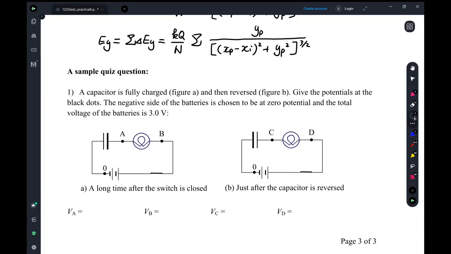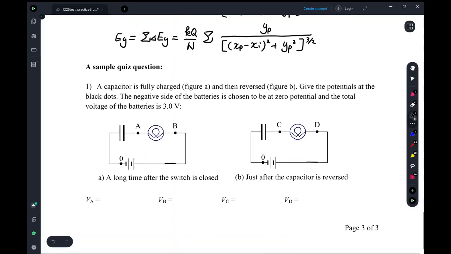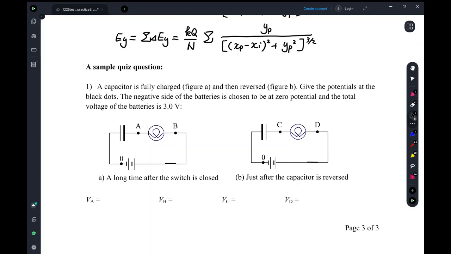At this time, the current is 0, which means there's no potential difference across the light bulbs. So let's work through them. Here is 0. So here is 3 volts, and it's 3 volts here. So A is 3, and this side is 0. So VA is 3 volts. VB is also 3 volts.